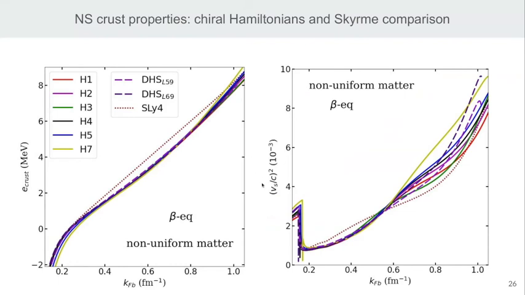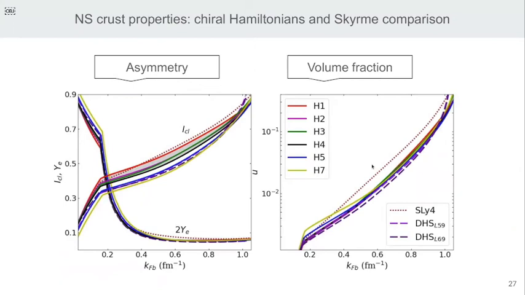And I also show the sound speed in the inner crust. This drop here is because when we enter the inner crust, we have a reduction of the pressure, because the slope of the pressure reduces due to the presence of the neutron gas. And you see here the different predictions from the Hamiltonians and the Skyrme model.